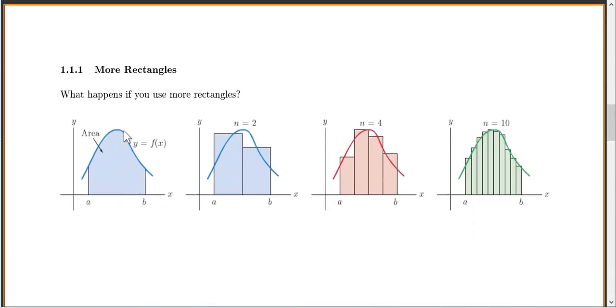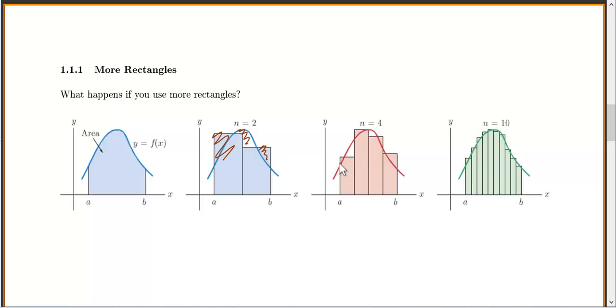Oh, and just a little bit more theory. What would happen if you used more rectangles? So you can see, here's a theoretical curve. This is the true area under the curve. Here they did 2 rectangles, and you can see that they're off by quite a bit, right? So they're off here, here, and here. Like, that's all where they're going to be off.